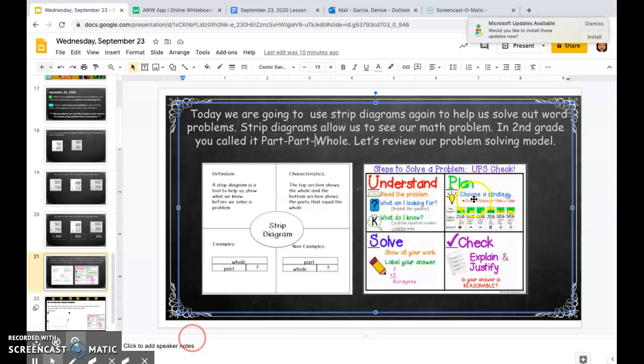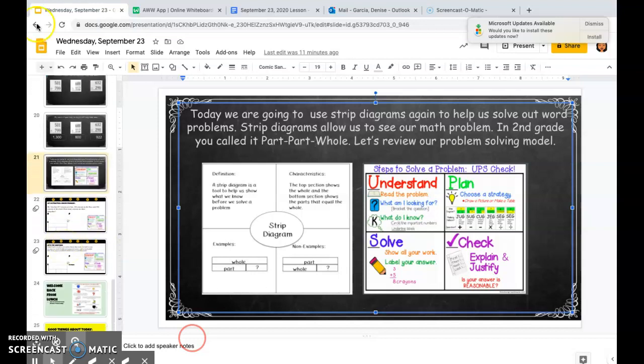In our P, our plan, we ask ourselves, do I need to add? Do I need to subtract? And this is where you really use the keywords in the problem to help you find out what operation to use. And then in your solve, this is where you actually show all of your work. If you're going to be adding, this is where your adding will take place. And then in your check, this is where you check, is my adding correct?